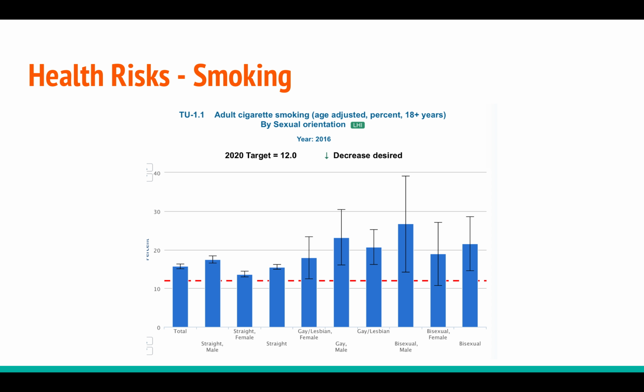This illustration from the National Health Interview Survey shows that adult cigarette smoking is widely different by sexual orientation. Those who are gay, lesbian, or bisexual are more likely to smoke cigarettes than those who are straight.